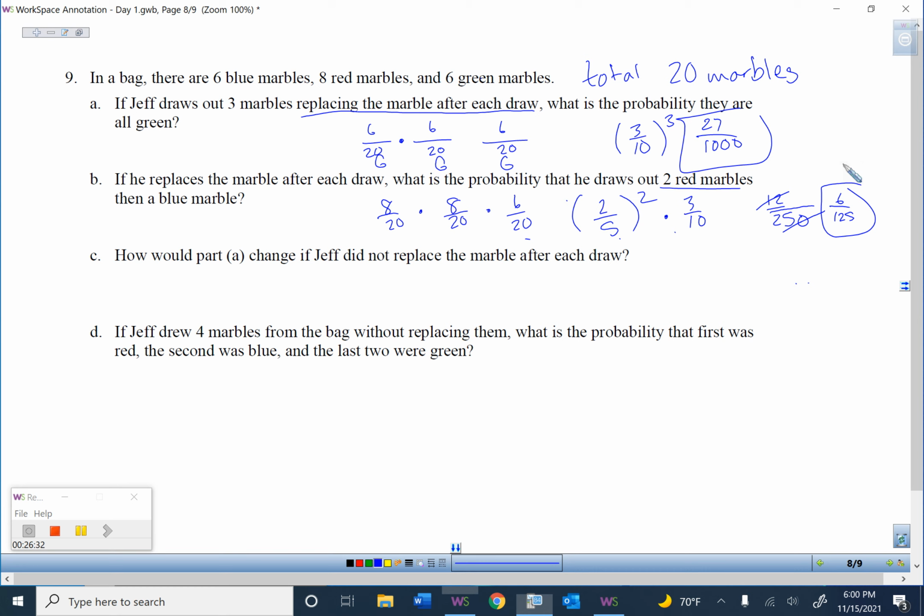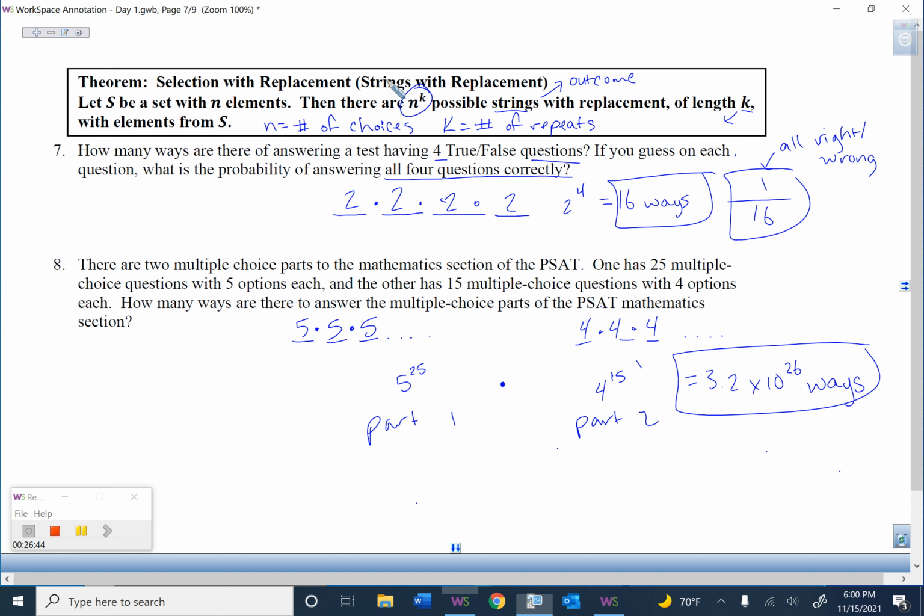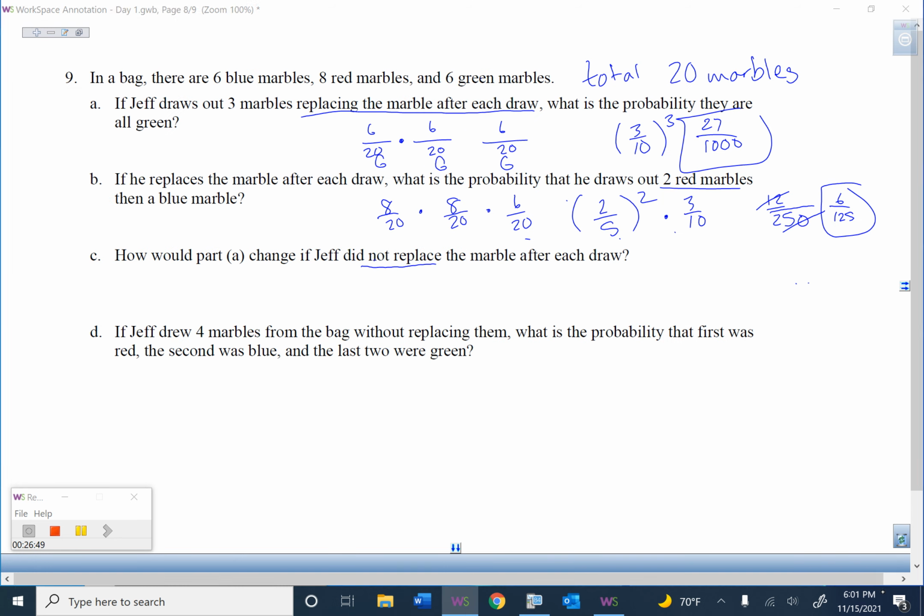What we want to do on part C is compare to what if we're not replacing it. Without replacement, I'm going to go back to this definition. Remember how this was strings with replacement? When it's not being replaced, powers cannot be used to simplify. You've got to do each one separately. And the reason powers can't be used is the probability is going to change if you're removing marbles from the total. Okay, so if we look at part A, we still have our 3 green.